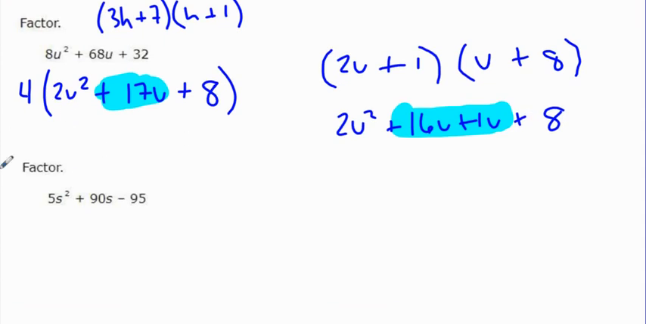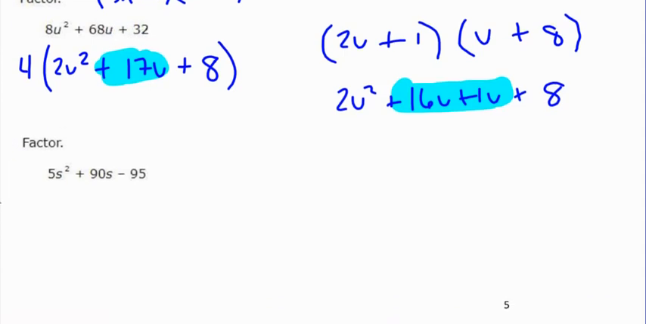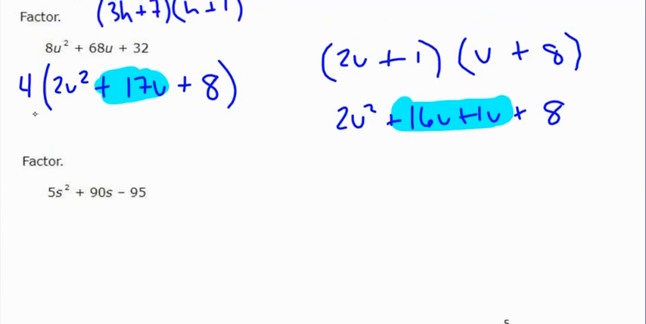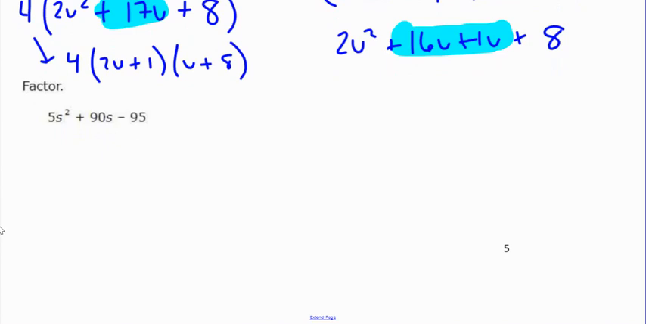So how we would rewrite this is 8u squared plus 68u plus 32. We first have to remember that we factored out this GCF of 4. And then this trinomial here factored into this. So it's 4 times 2u plus 1 times u plus 8. So this trinomial factored into 3 factors. Okay, so again, it's not as common, but it definitely is something you can see. So let's be careful of that.